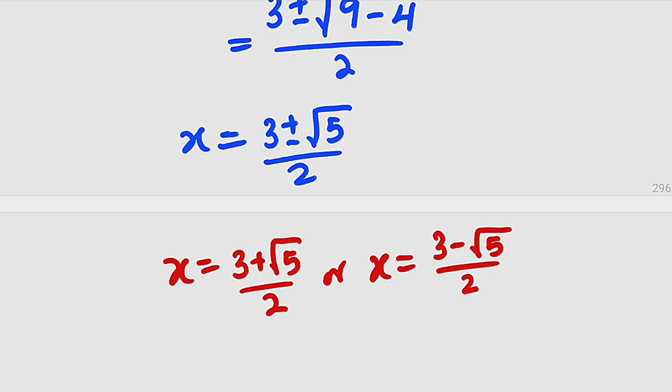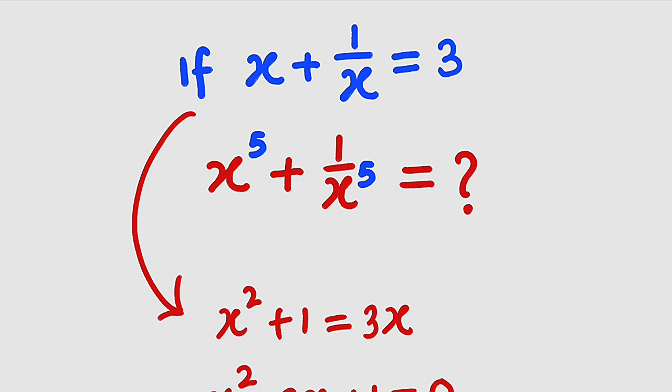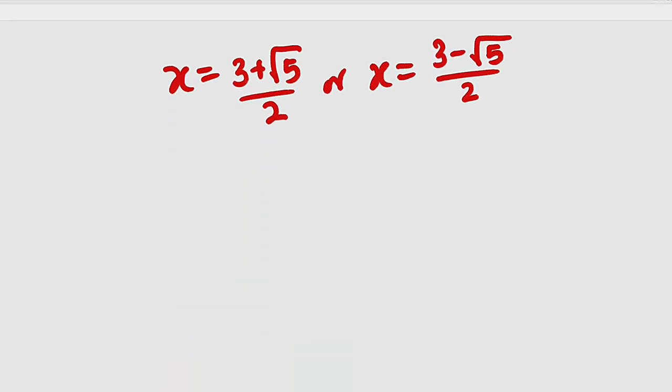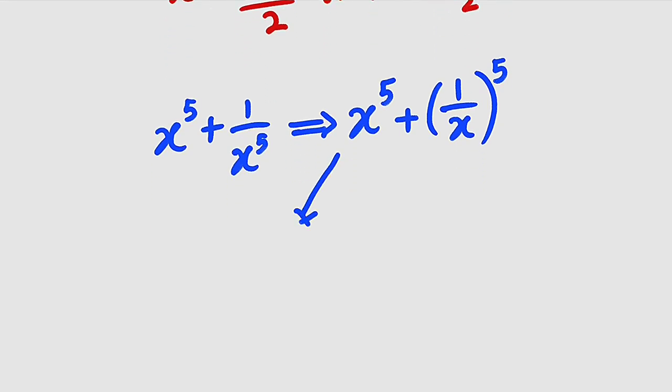Our next goal is to substitute these two values into the given expression, which is x to the power of 5 plus 1 divided by x to the power of 5. Let me start by rewriting the expression. We have x to the power of 5 plus 1 divided by x to the power of 5. This can also be written as x to the power of 5 plus 1 over x, all to the power of 5. They are all the same, because 1 to the power of 5 is still 1, and we have x to the power of 5. So now let us plug everything in.